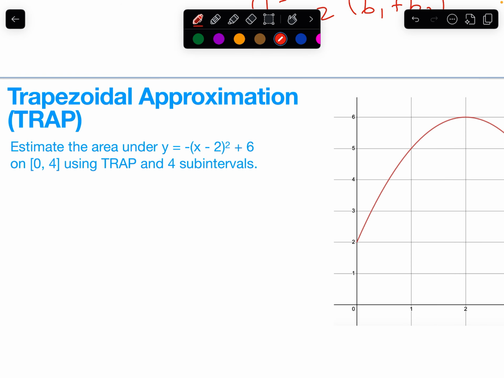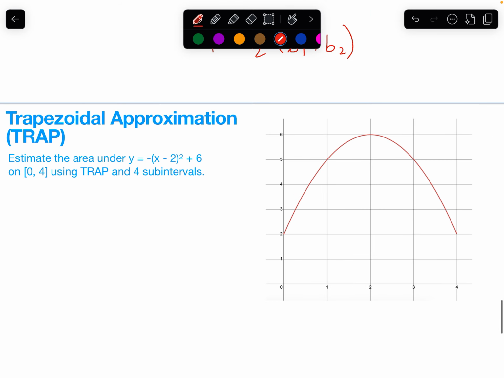Okay, so here's a different curve. Recognize that. We're going to estimate the area under this curve on the interval from 0 to 4. This time we're going to use trapezoids, and we're going to use 4 of them, 4 sub-intervals. In order to find the areas of all these trapezoids, we're going to have to know the heights. We're going to have to know the bases of each. Let's start with the heights.